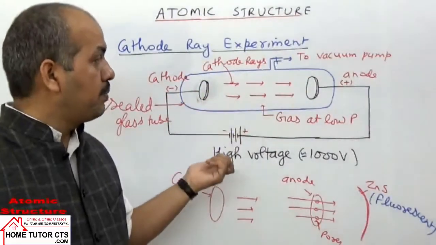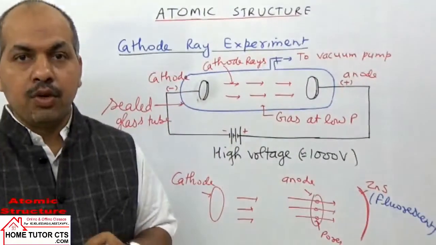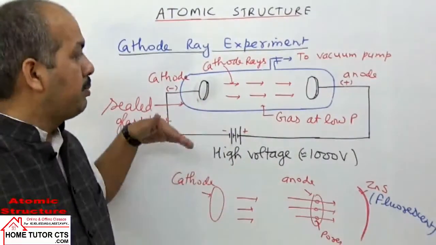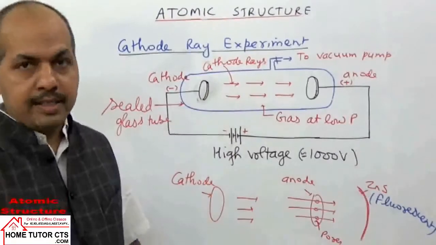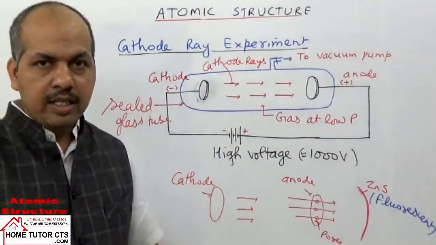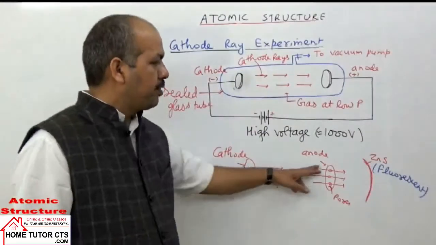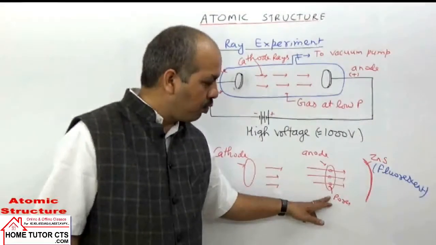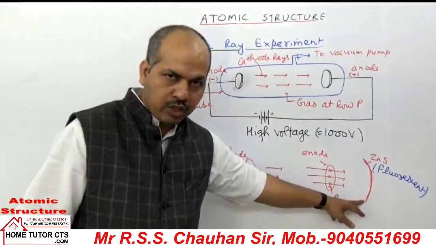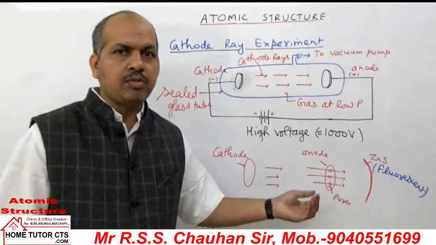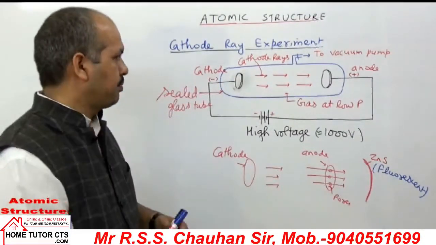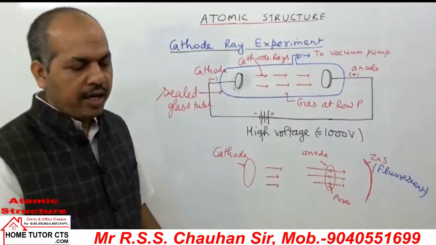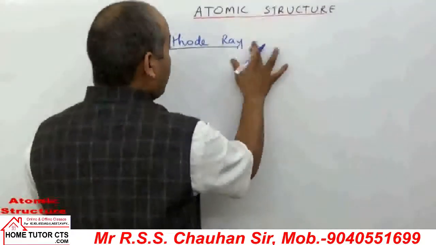These cathode rays have some properties. From the properties of cathode rays, some more idea was given about the rays. So I hope it's clear. The rays can travel, pass through the perforations or pores in the anode, and produce a flash of light, indicating that they are made of some material particles. So let us take the properties of cathode rays.